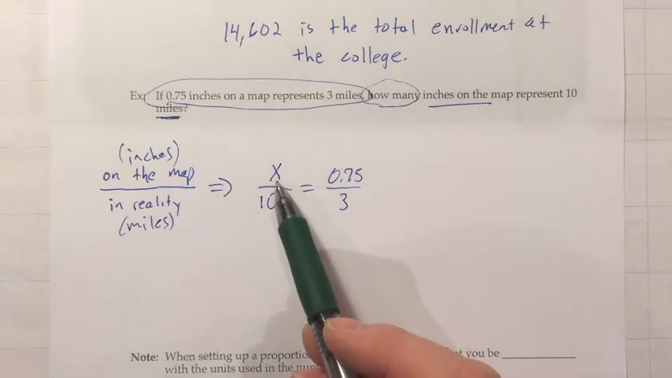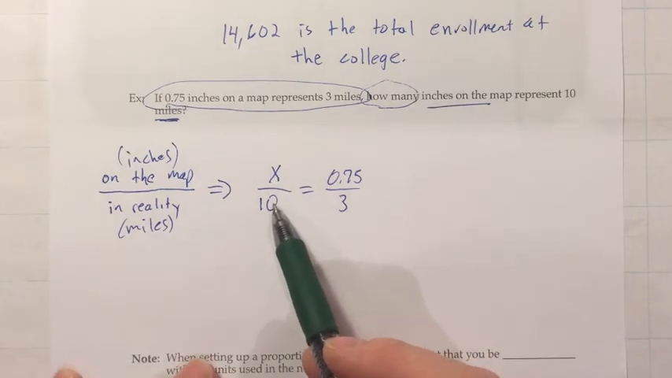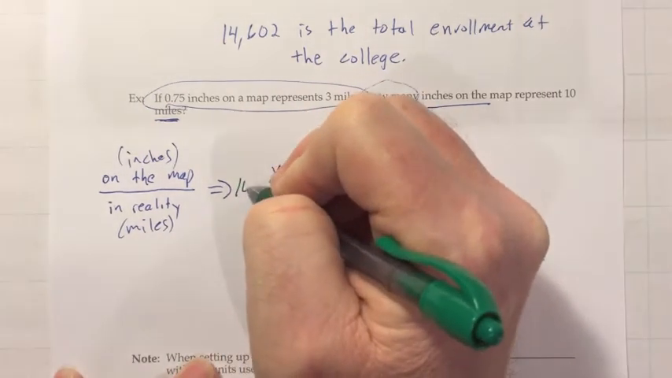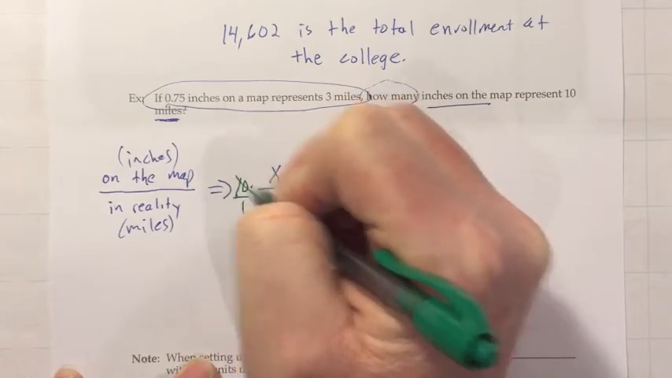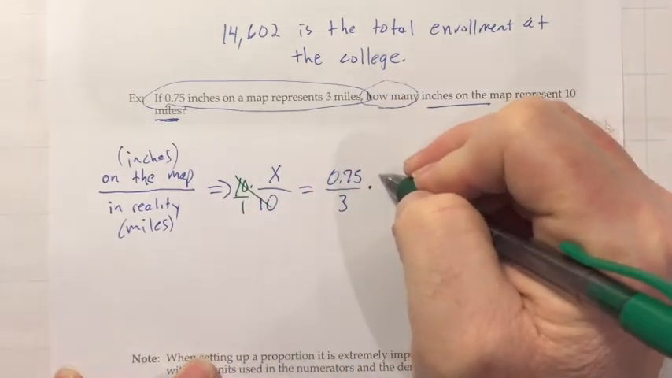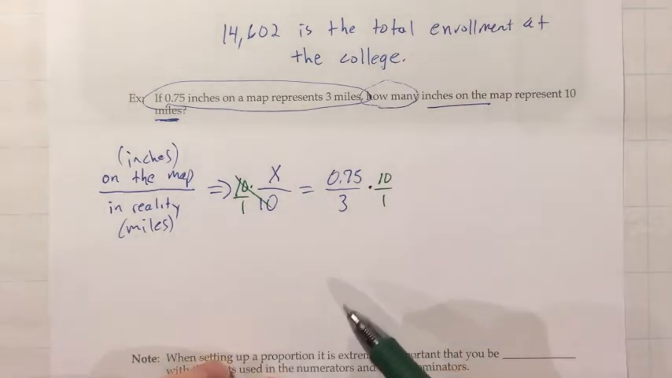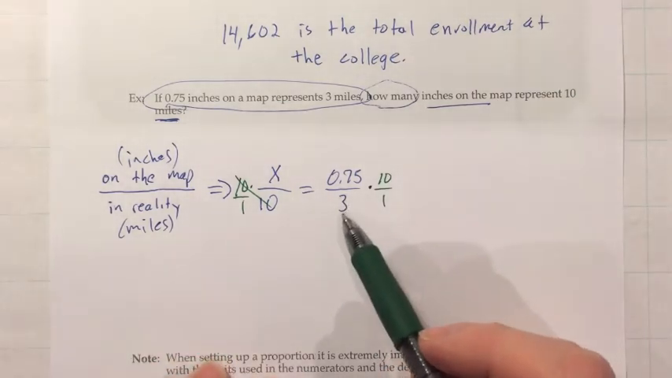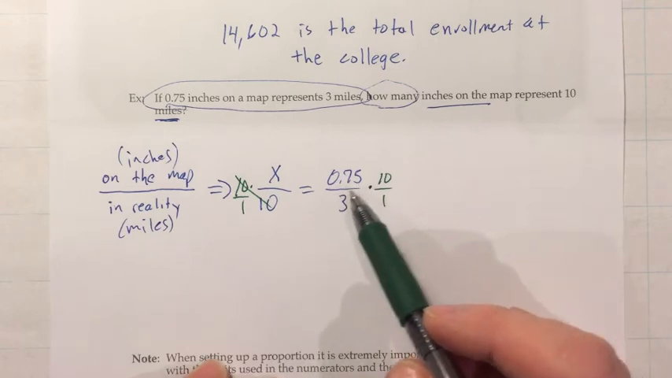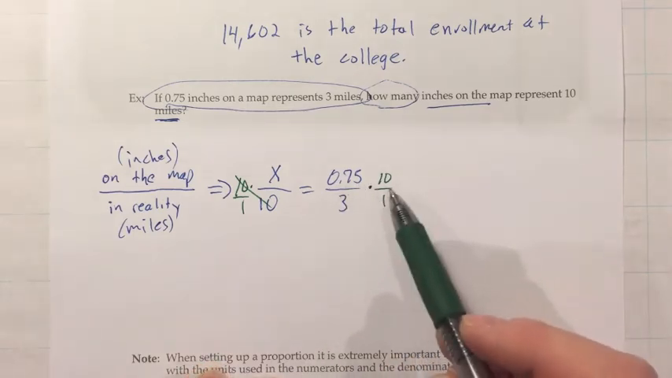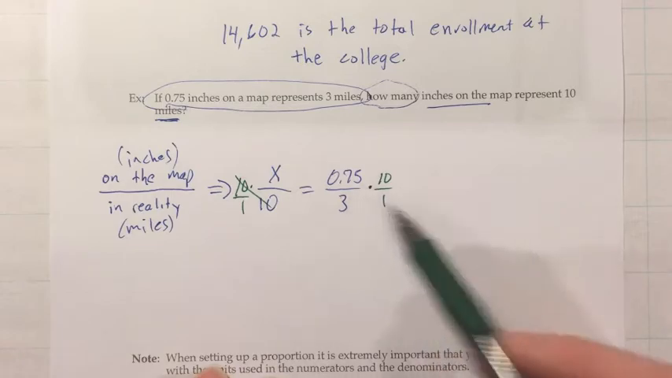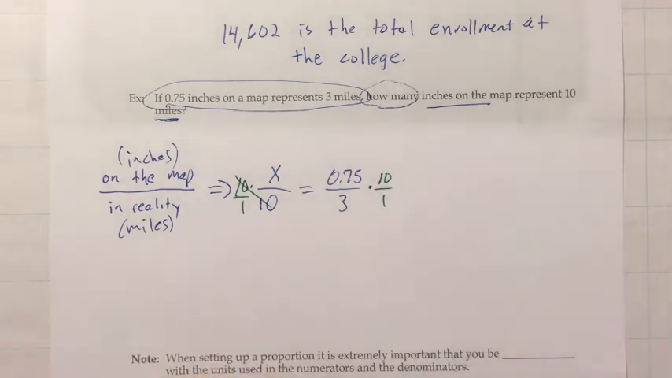You want to get that x by itself. There's a 10 connected to it by division. So if I multiply on the left by 10 over 1, those will cancel. Multiply by 10 over 1 on the right to keep things balanced. And then again, some of these you could do by hand, like 3 goes into 0.75, 0.25 times, and then times 10, that should be 2.5, I think, if I'm doing the math right in my head.